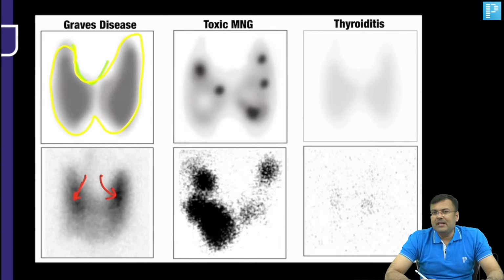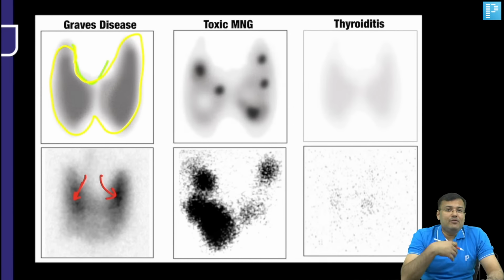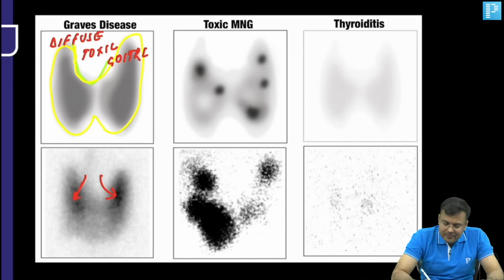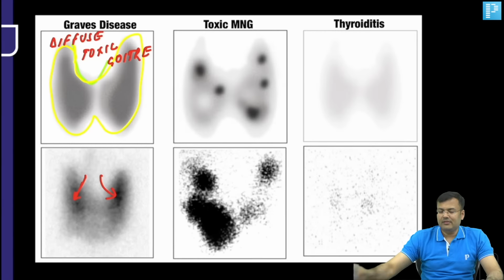What is the problem in Graves? You know, diffuse toxic goiter. So, you can notice that diffusely there is increased uptake. So, guys, this is diffuse toxic goiter.